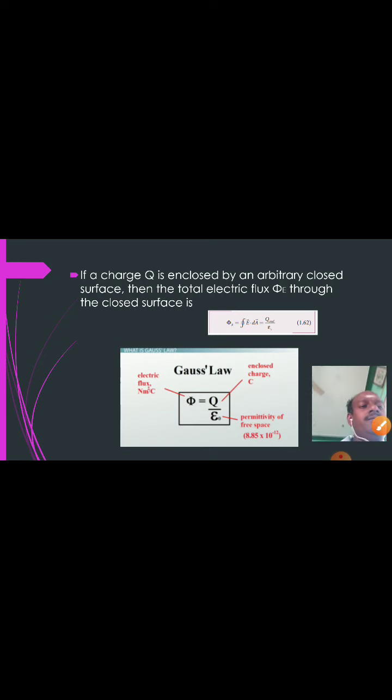whatever may be the shape, I have to consider the total area of the particular shape. Right. The next one, and this diagram will give me the information about the relation between the electric flux, charge and permittivity, and of course everything is related to the electric field. So Gauss's law will give me the information on the electric flux, charge, permittivity and also the electric field and also the area.